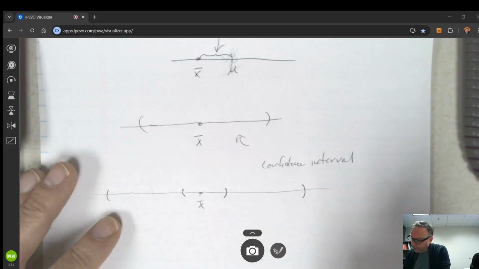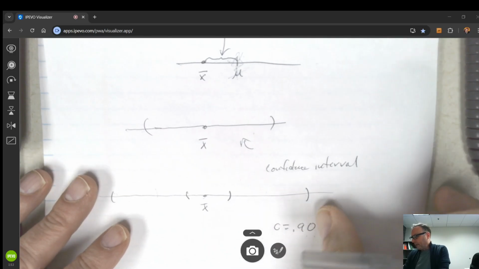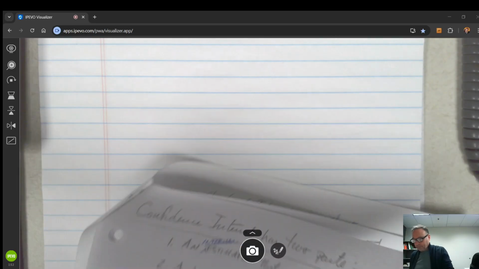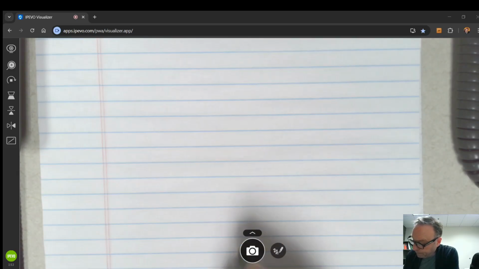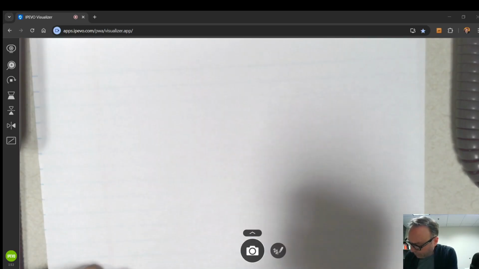By the way, the confidence level is C, and it's typically expressed as a decimal. Like this is the 90. I'm 90% confident. All right, that's C. All right, let's keep going. Another terminology is called the margin of error.